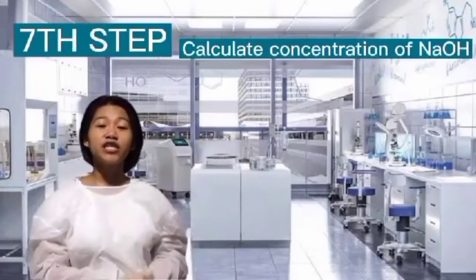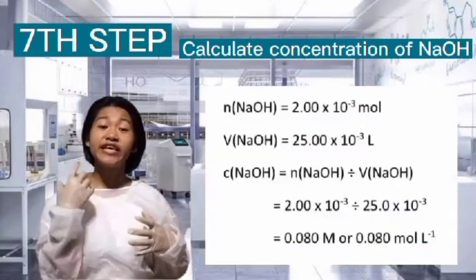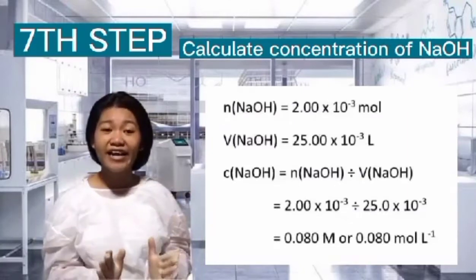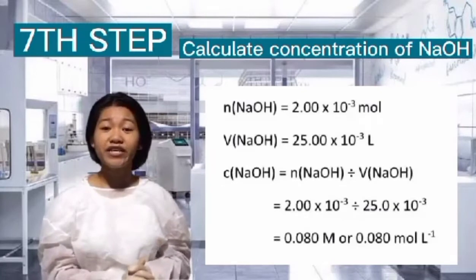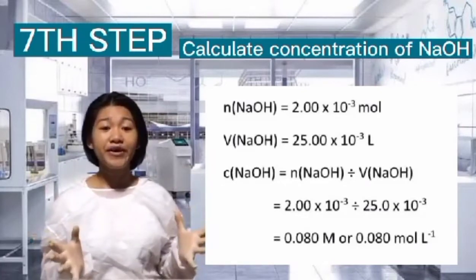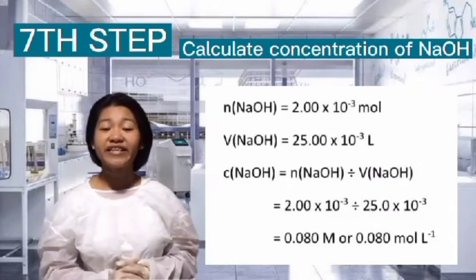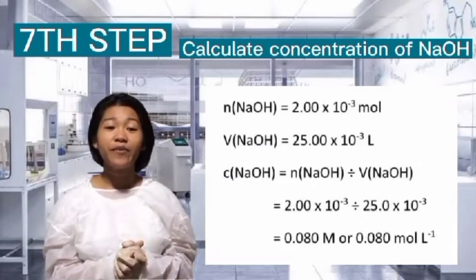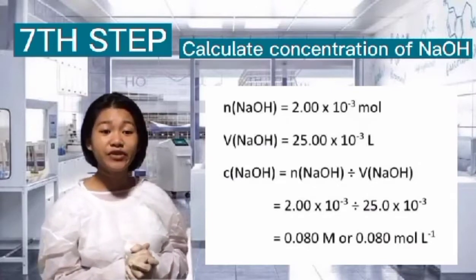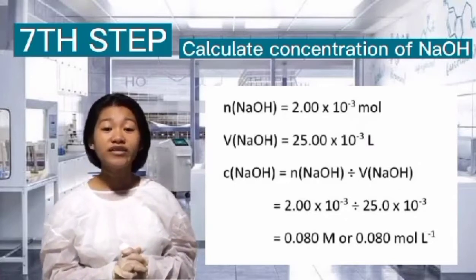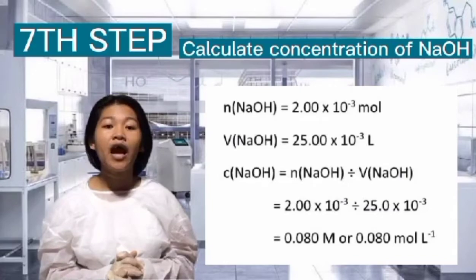Lastly is to calculate the concentration of NaOH. So to get the concentration of NaOH, you have to divide the moles of NaOH by the volume of NaOH, wherein the moles of NaOH is 2.00 × 10^-3 moles, and the volume of NaOH is 25.0 × 10^-3 liters. So the answer will be 0.080 mol/L, or 0.08 mol L^-1.